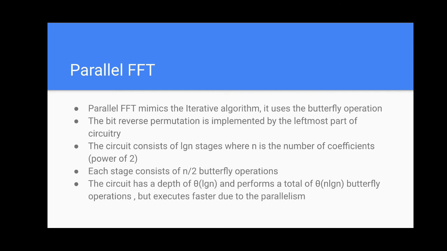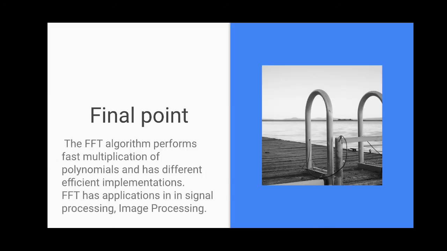So this completes our discussion on the fast Fourier transform and its implementations: the recursive implementation, the iterative implementation, and the parallel circuit implementation. The FFT has a lot of applications, as we already discussed. It can be used for polynomial multiplication, finding the convolution of signals in signal processing, finding the properties of an image in image processing, and so on. So with this, we'll conclude. Thank you.